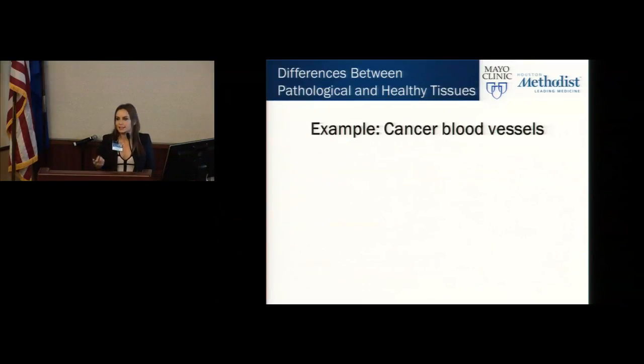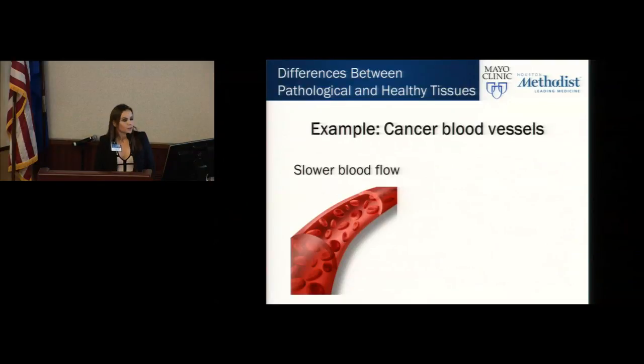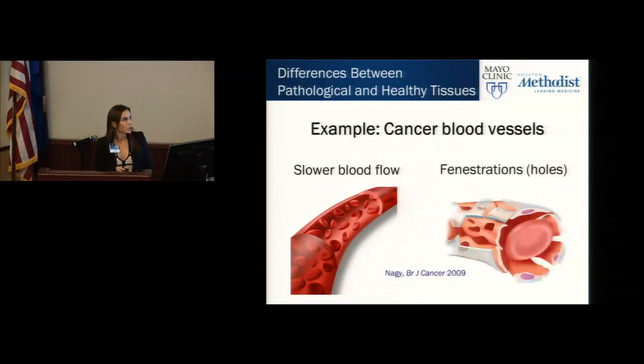So for instance, as an example, if we take a look at cancer blood vessels, they differ in two distinct ways from normal vasculature. The first way is that the blood flow is slower, and this is because as a tumor grows, a vasculature network needs to form very quickly to support this tumor growth, and because this process is quick, it's disorganized, and this disorganization causes the blood flow to be rather slow. The second difference are these fenestrations or holes. And again, this is because the vasculature forms quickly, it's immature. So it doesn't really have time to form this continuous barrier.